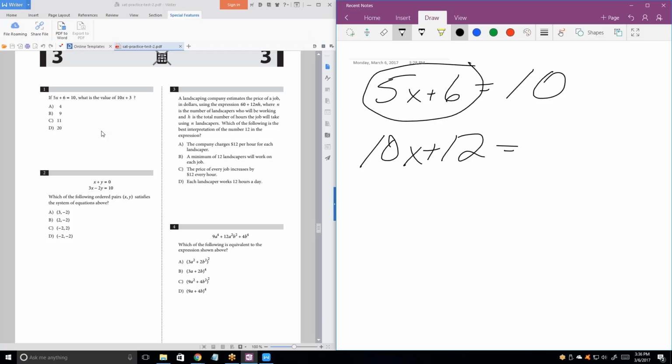But I would say more often than not you would see a problem like that, where they would give a little bit of advantage to the people who recognize that 10x plus 12 was exactly twice as much as 5x plus 6. So you wouldn't have to solve for x. You could immediately answer 20. But this problem's a little different. 10x plus 3 is not a multiple of 5x plus 6. So you really do have to solve for x. And you did it exactly right. And 11 is the answer.